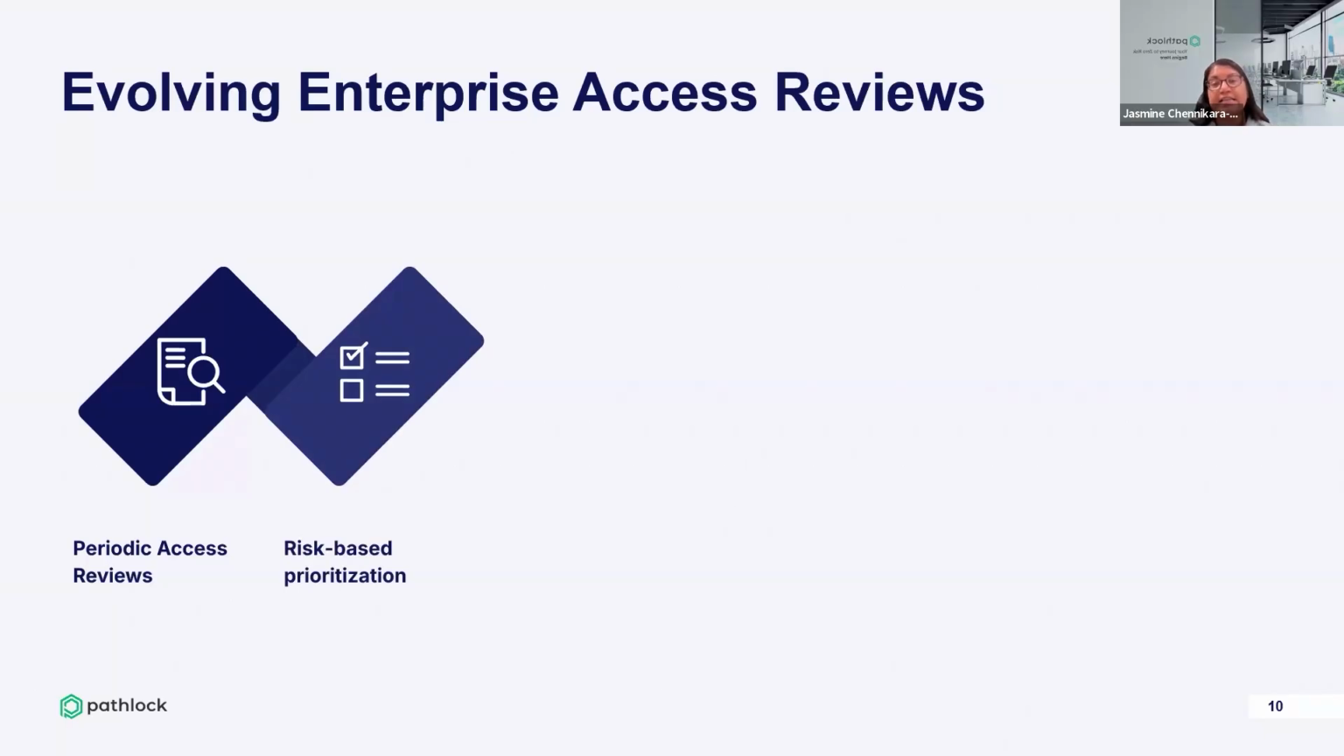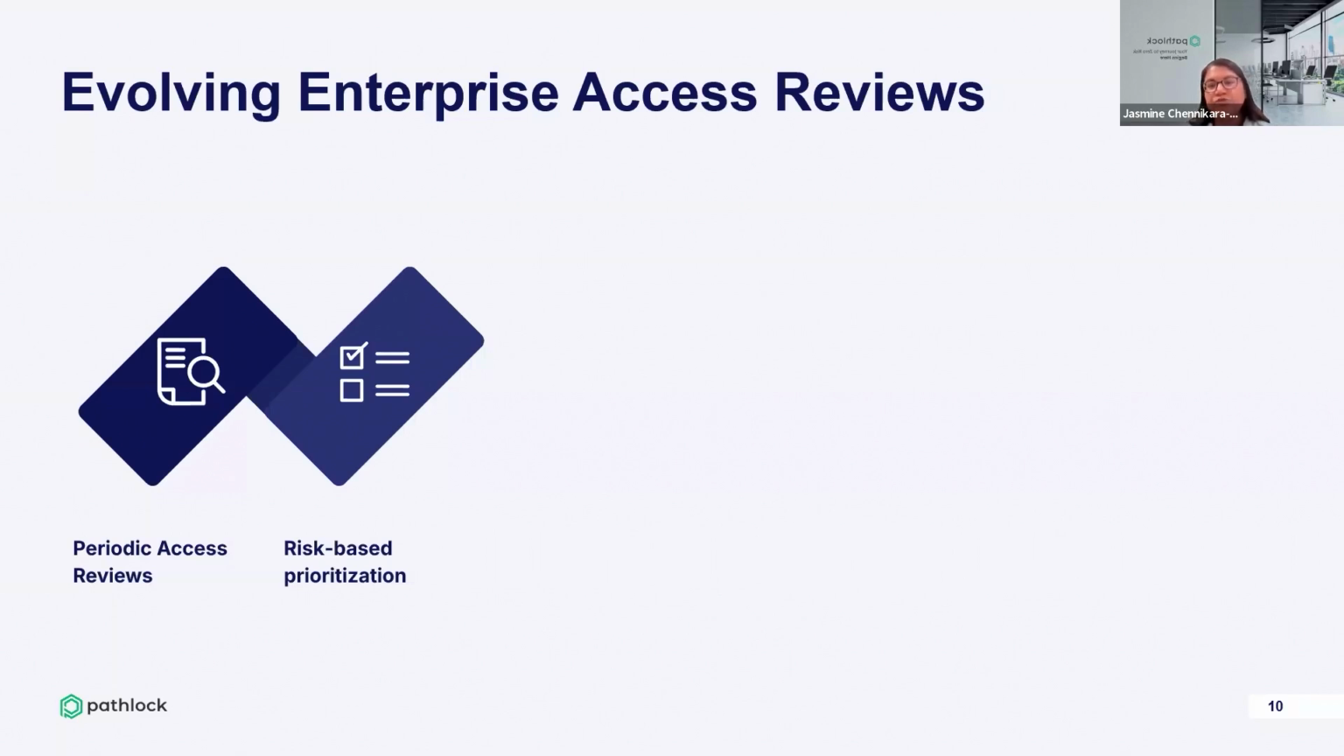Now, not all access is created equal. That's why a key step in maturing the user access review process is to move toward risk-based prioritization. Instead of treating every access review item the same, we want to focus more time and scrutiny on the high-risk, high-impact access, so users with permissions to critical systems or sensitive data. Meanwhile, routine low-risk access, birthright access, can be reviewed less frequently with a lighter touch.